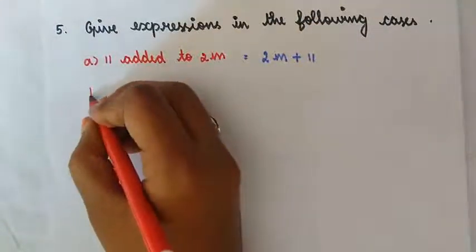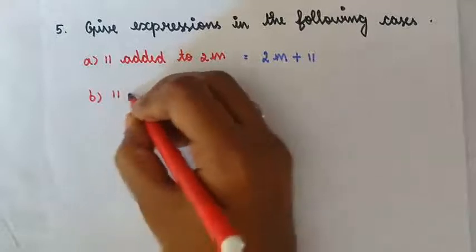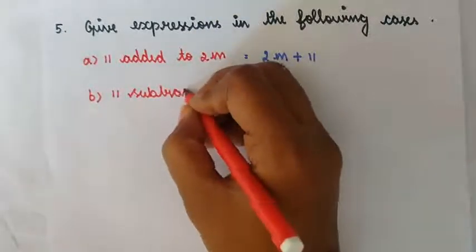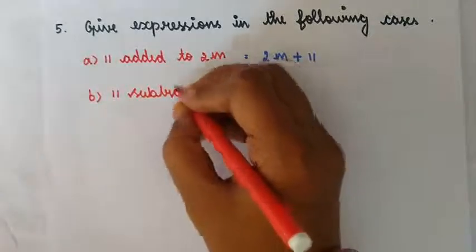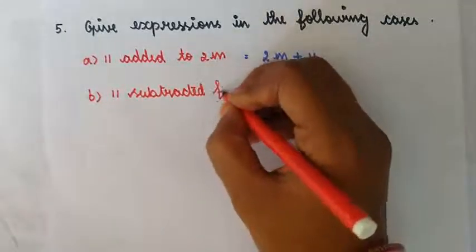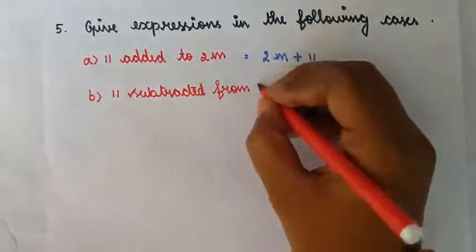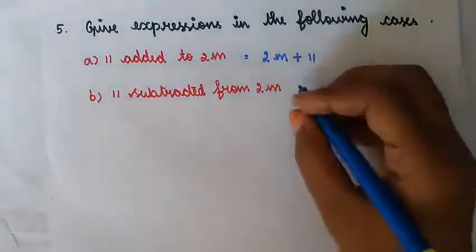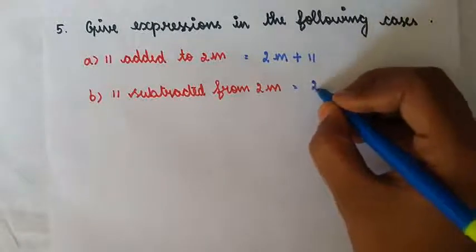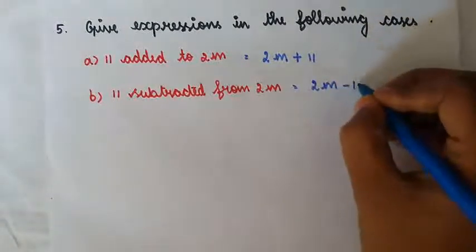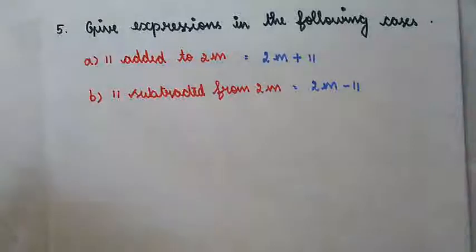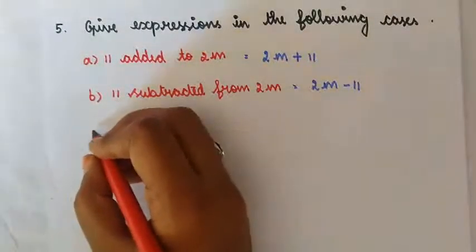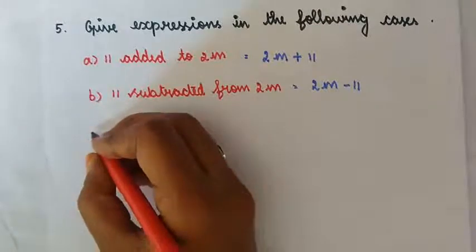Then we take subdivision B. 11 subtracted from 2M means we can write 2M minus 11. Okay. Next let me take C subdivision.